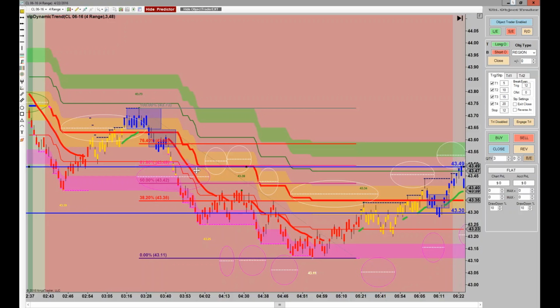See that right across there? I'll draw the line if you don't see it. See how it just kissed it and rolled over? That's what we look at all the time. Thrust below support, pull back to resistance, roll over. Okay?